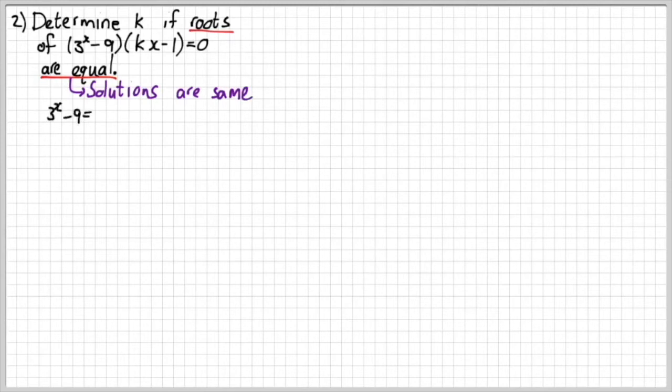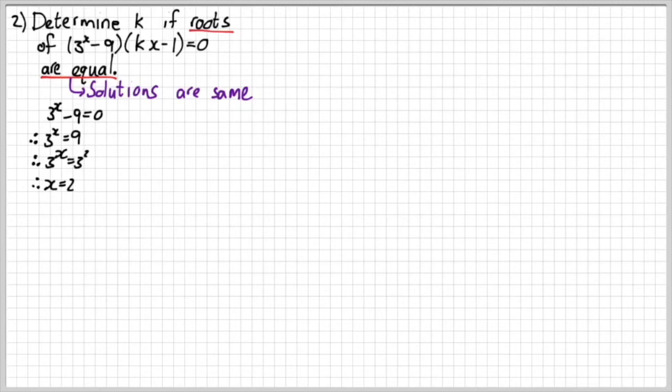So 3 to the x minus 9 equal to 0. That's the one possibility. So now we solve it by getting the bases, or getting the 3 to the x on one side. Make the bases the same, and x is therefore 2. But now that's just the first bracket. Let's look at the second bracket.